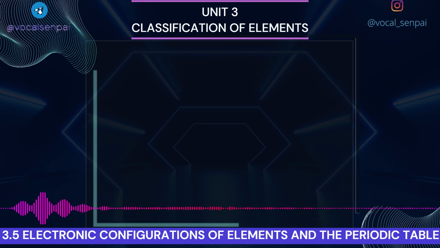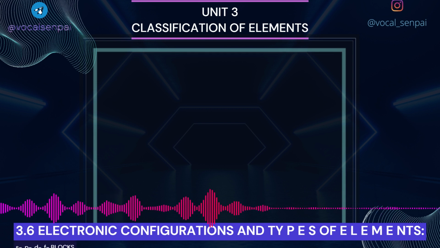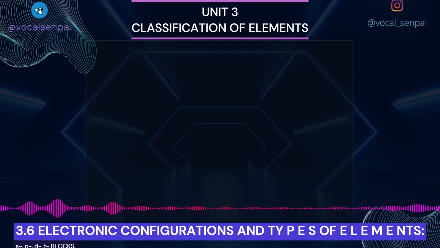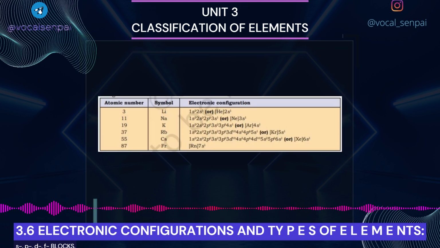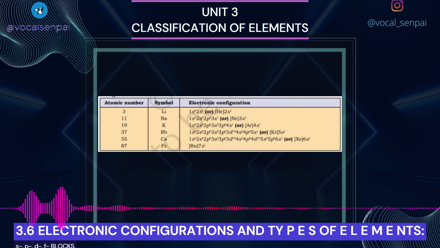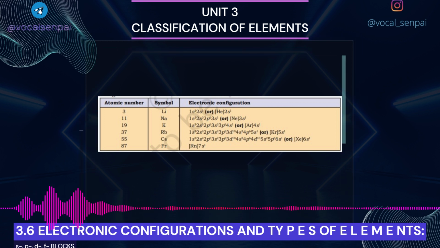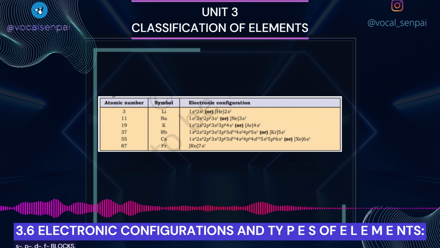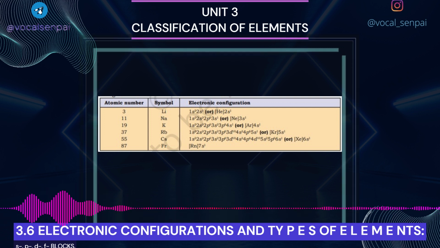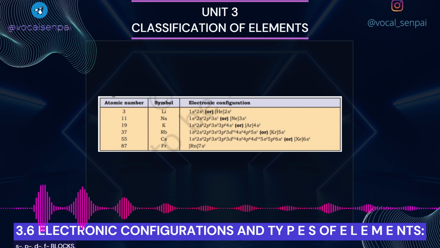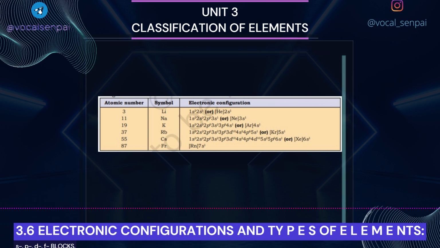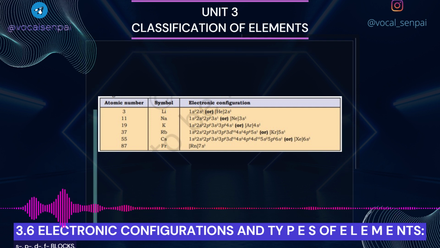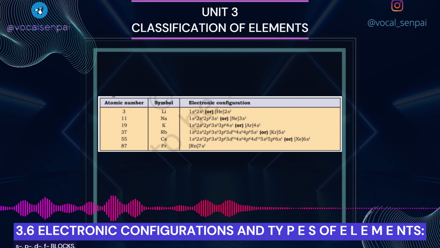3.6 Electronic configurations and types of elements: s, p, d, f blocks. The Aufbau (build-up) principle and the electronic configuration of atoms provide a theoretical foundation for the periodic classification. The elements in a vertical column of the periodic table constitute a group or family and exhibit similar chemical behavior. This similarity arises because these elements have the same number and same distribution of electrons in their outermost orbitals.